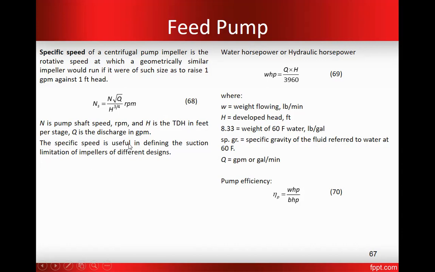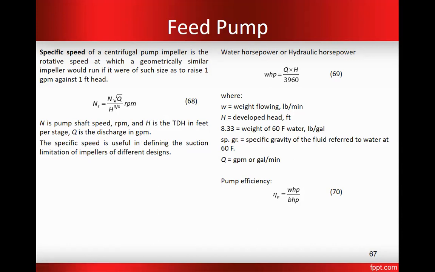The specific speed is useful in defining the suction limitation of impellers of different designs. May table yan. So, okay tayo dito sa fluid mechanics na yan. Then, the water horsepower or hydraulic horsepower, WHP, is equal to QH over 1060. So, ito yung derivation niya.